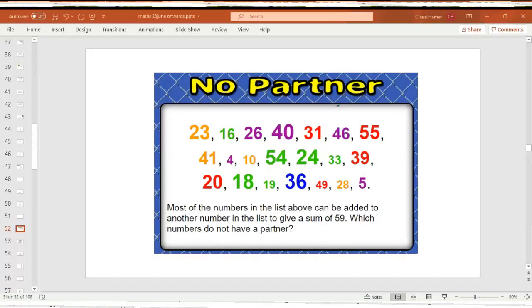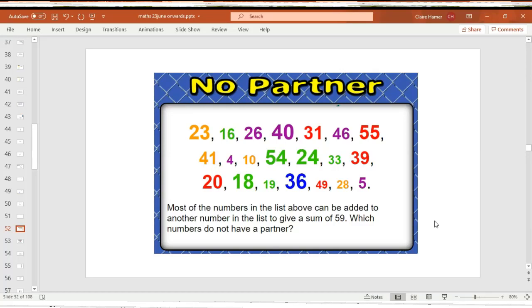On screen you can see today's starter task. It's called No Partner. It says most of the numbers in the list above can be added to another number in the list to give a sum of 59. Remember that sum means adding two numbers together. Which numbers do not have a partner?